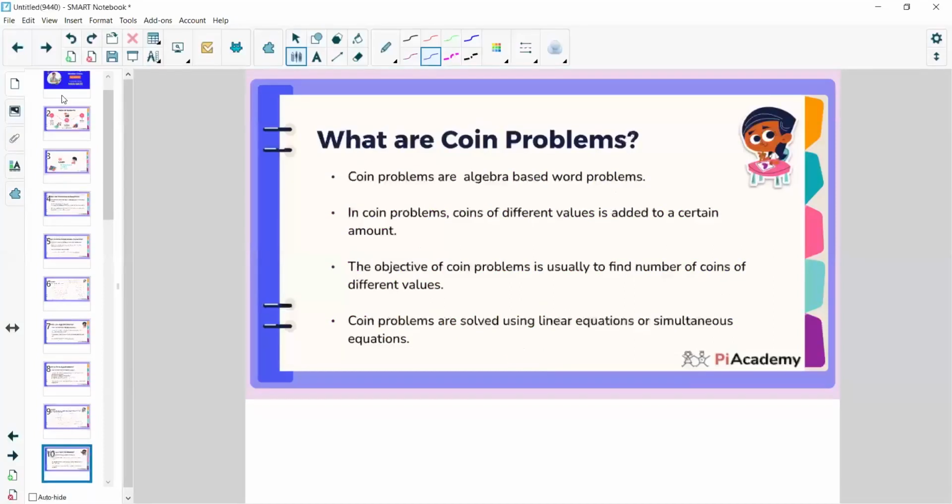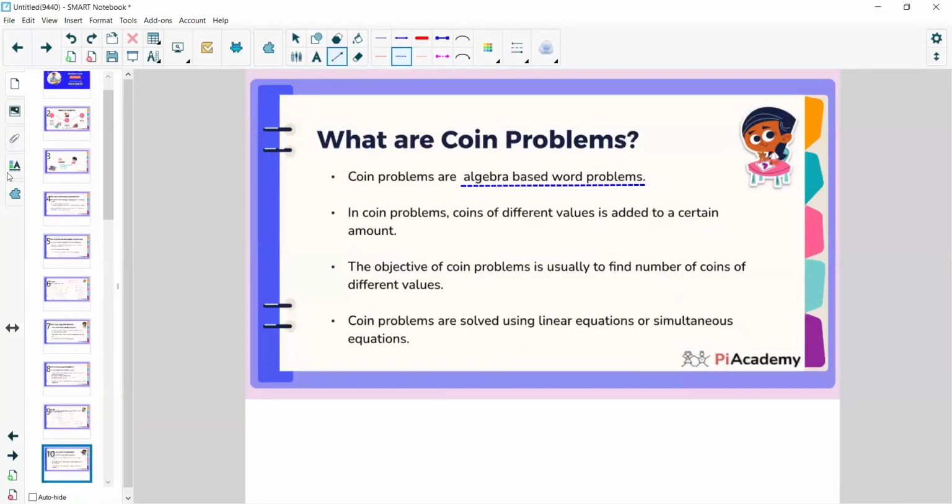Okay. So let's understand first what those are. Again, these are also algebra-based word problems. Okay. And in coin problems, coins of different values are added to a certain amount. And then the objective of coin problems is to find the number of coins of different values.